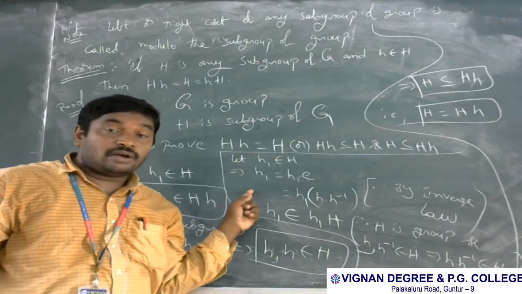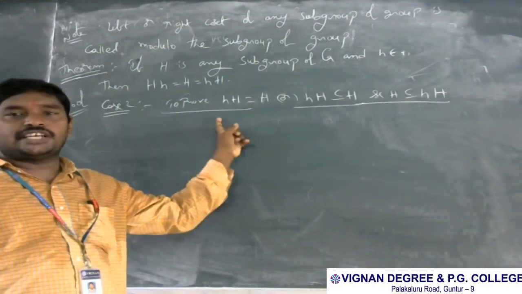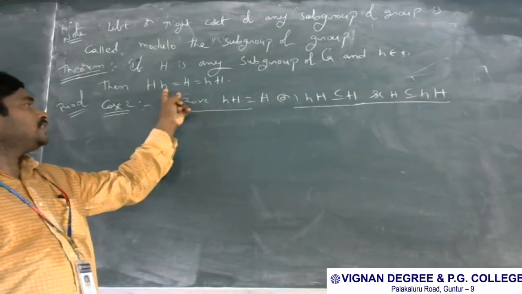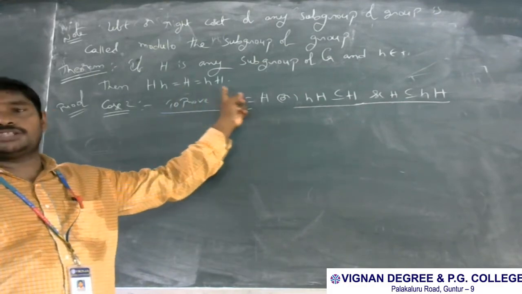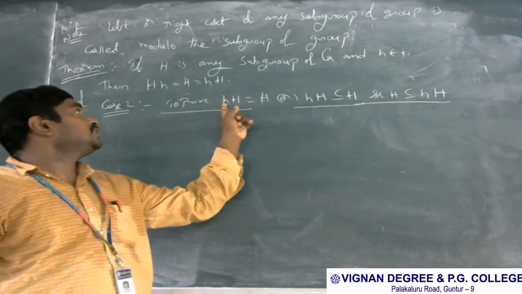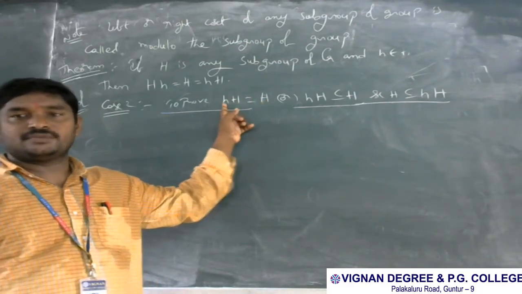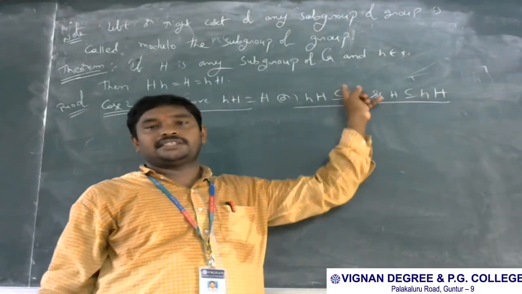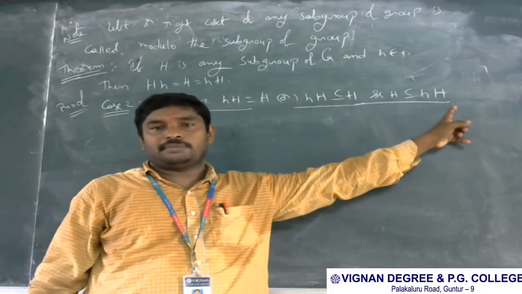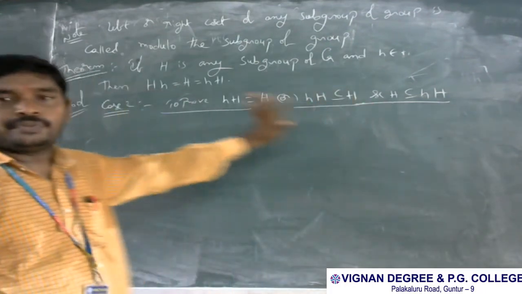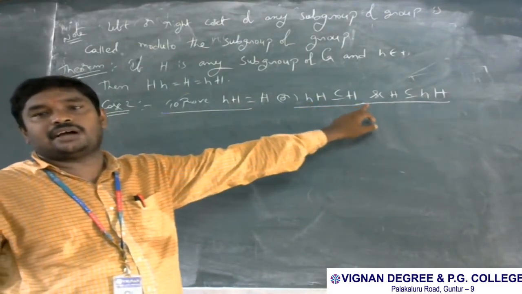Now we have to prove. Okay, now I am going to prove case 2. What is case 2? First we have proved capital H into small h is equal to capital H. Now we have proved capital H is equal to small h into capital H. In other words, small h into capital H is equal to capital H. This is called left quotient. Or simply small h into capital H is a subset or equal to H and H is a subset or equal to small h into capital H. Okay, now I am going to prove. So first I am going to prove small h into capital H is a subset or equal to H.